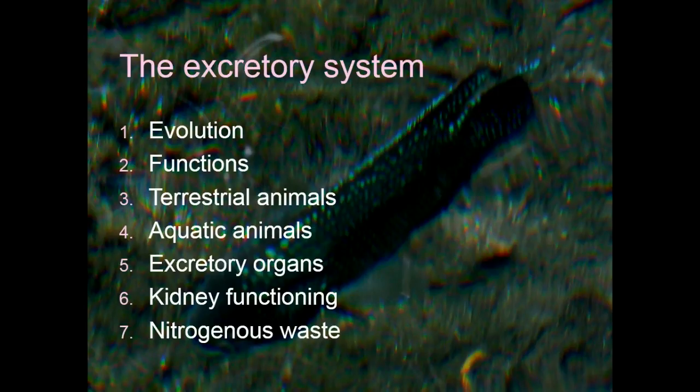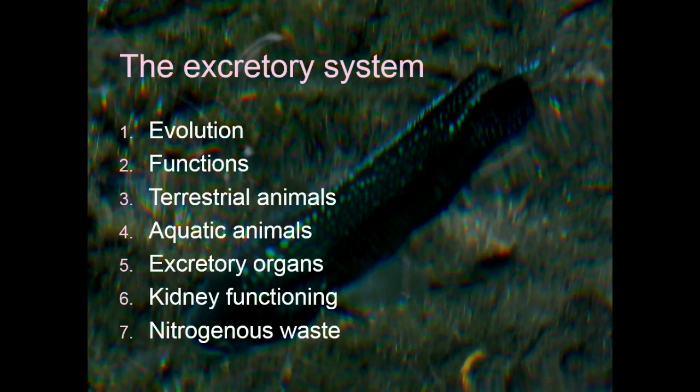Well, as before, I divided this lecture up into different sections, and as before, I'm going to start with evolution as the number one topic. Then we're going to move on to the different functions of the excretory system. We're going to talk about the kinds of challenges that terrestrial animals are facing, and then about the different challenges that aquatic animals are facing with regards to their excretory system. Then, the fifth point, we're going to talk about different types of excretory organs that we find in different animal phyla.